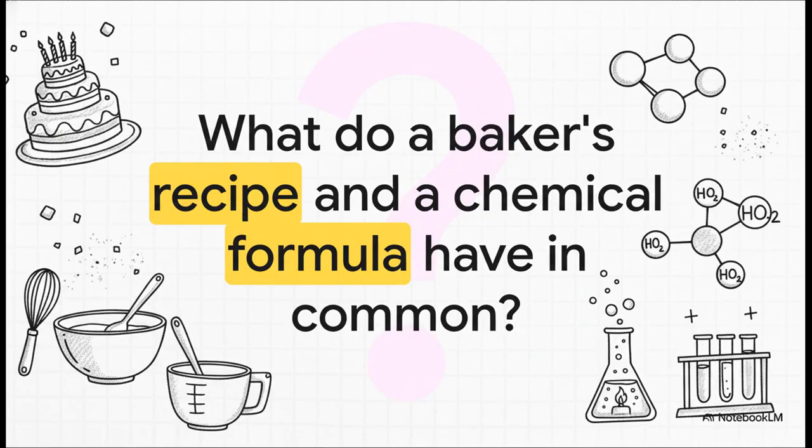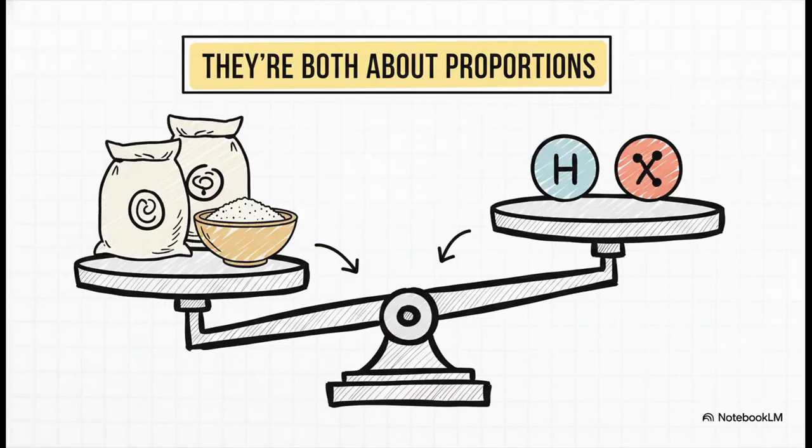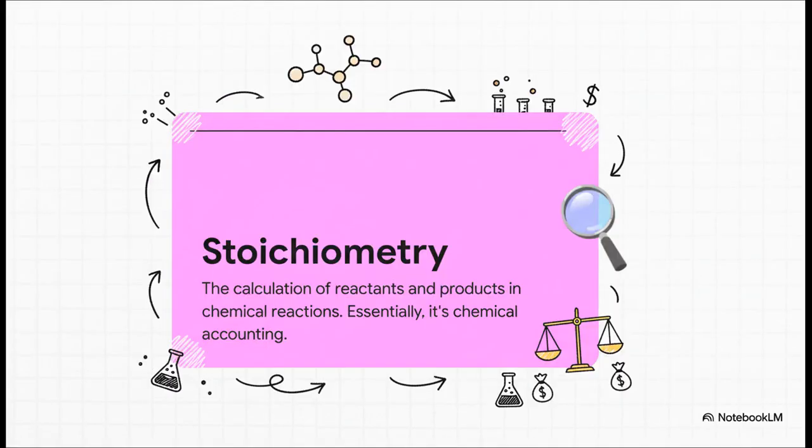What on earth could a baker's recipe for, say, a chocolate cake possibly have in common with a chemical formula? I know, it sounds kind of weird, right? Well, believe it or not, the answer is super simple. It's all about ratios. It's all about the proportions. Just like you need 2 cups of flour for every 1 cup of sugar, chemistry has its own recipes. Think 2 parts hydrogen to 1 part oxygen to make water. If you get those proportions right, you get the exact result you were aiming for. And that, right there, is the core of stoichiometry.